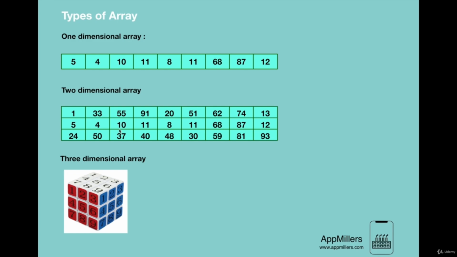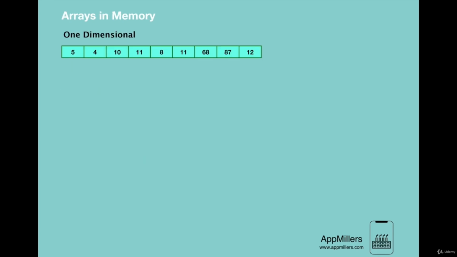Okay, let's start with a one-dimensional array. Let's say we have initialized this array over here, which consists of 9 elements. The first element is 5, the second is 4, then the third element is 10, and it continues like this.